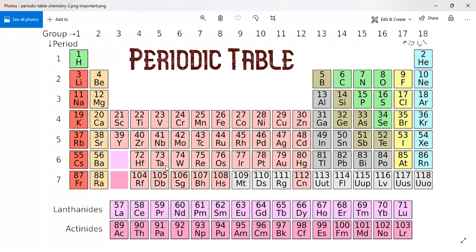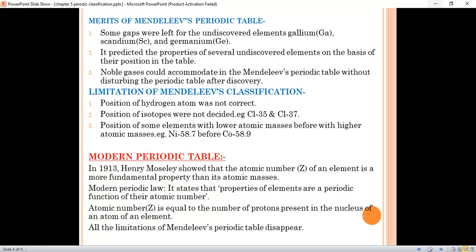7 periods. Metals are placed on the left hand side and non-metals are placed on the right hand side of the periodic table. A zigzag line separates the metals from the non-metals. These are known as metalloids. Examples of metalloids are boron, germanium, etc. So now let's start with our modern periodic table.